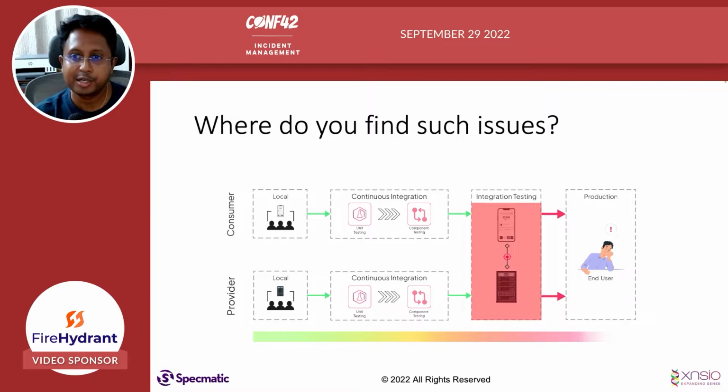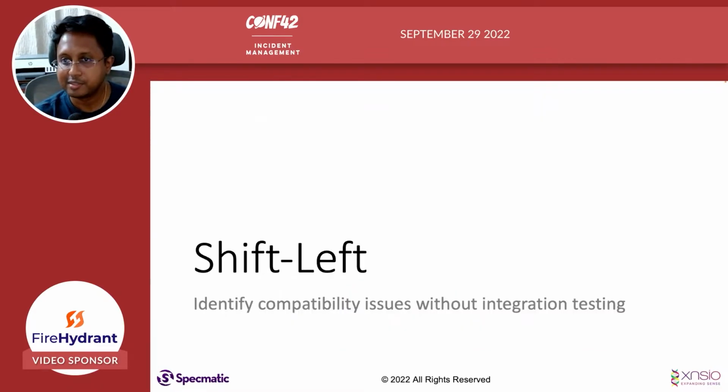Wouldn't it be nice to prevent such incidents from happening altogether and to be able to identify such compatibility issues very much on the left hand side? What do we want to achieve? We'd like to shift left and identify compatibility issues without really integration testing applications.